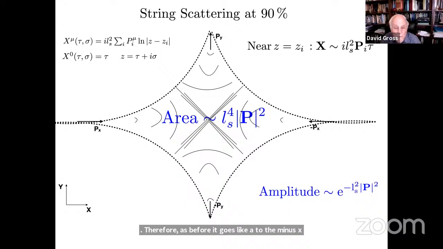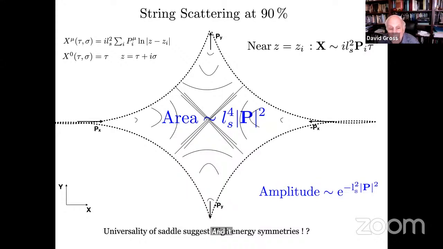What's nice about this picture is that it is universal. It doesn't depend on the nature of the incoming string particles as long as they are light, as L string goes to infinity. It actually, as we'll see, is essentially the same up to scale for what might be the dominant saddle points to all orders in perturbation theory.